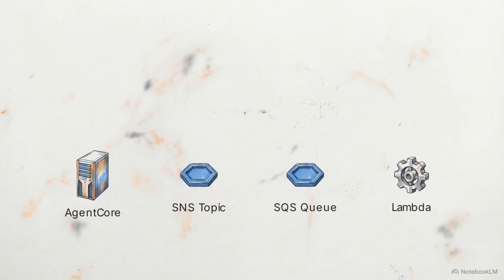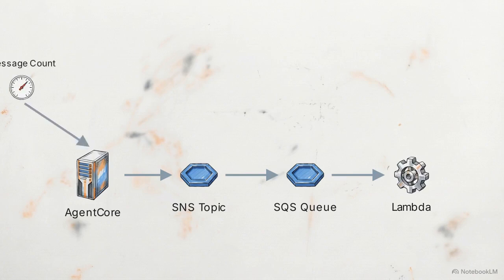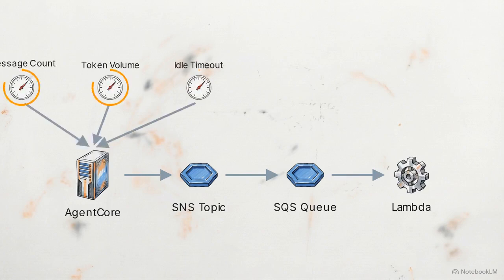This node graph illustrates a custom extraction layout. AgentCore pushes an event notification to an SNS topic, routing through an SQS queue to trigger extraction algorithms inside a Lambda function. You control delivery flow using message count, token volume, or timeout thresholds.